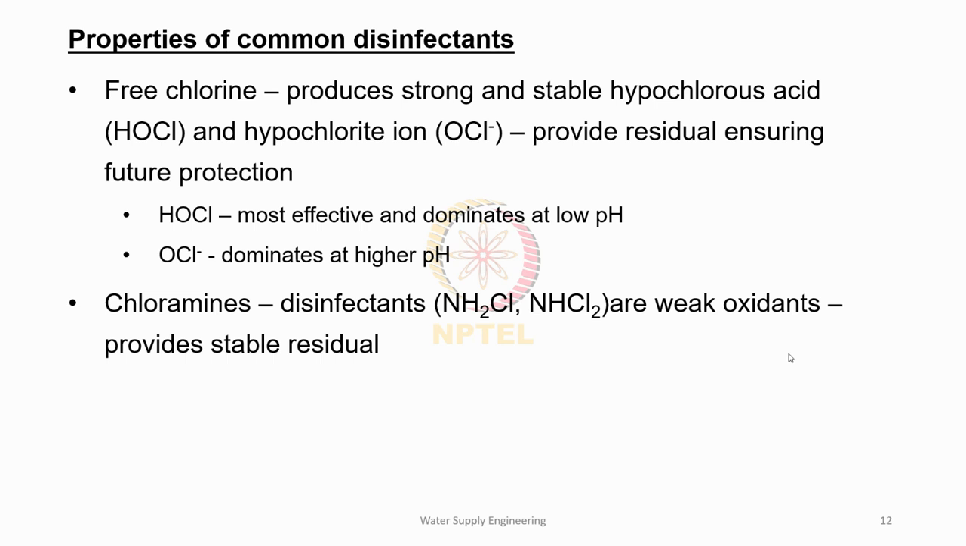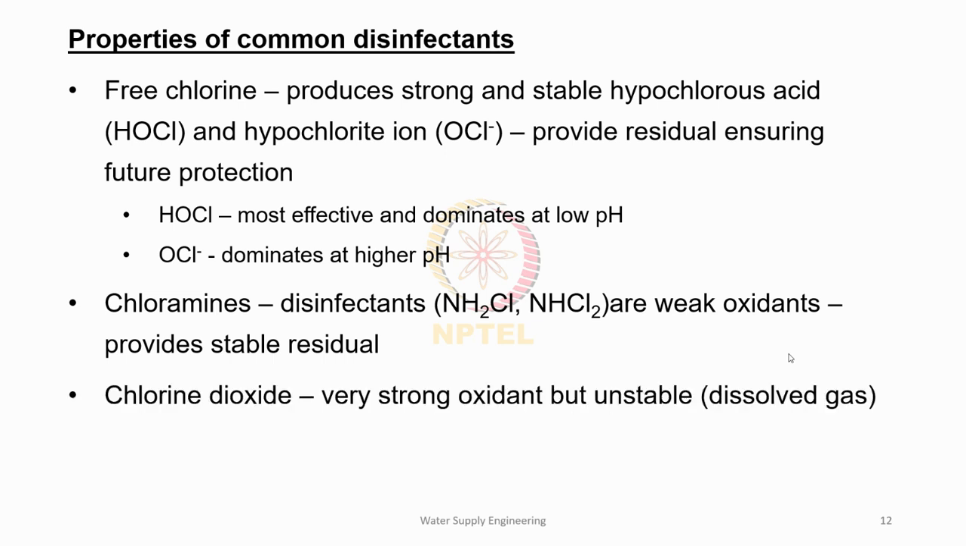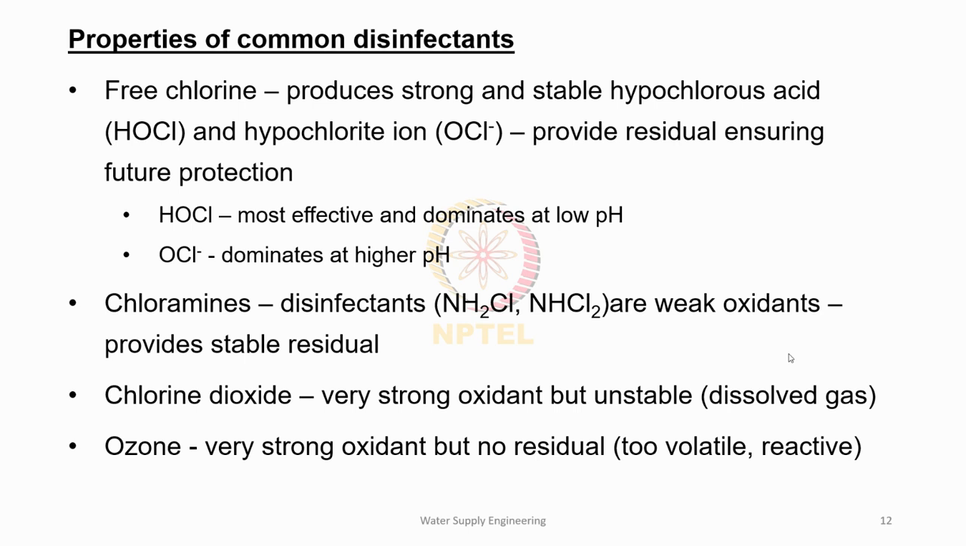Chloramines are weak oxidants again, but they do provide stable residual. Another one is chlorine dioxide. It is a very strong oxidant, but it is highly unstable. Now, the next disinfectant that we commonly use is ozone. The problem is it is a very strong oxidant, but it doesn't produce any residual because it is highly reactive and too volatile.